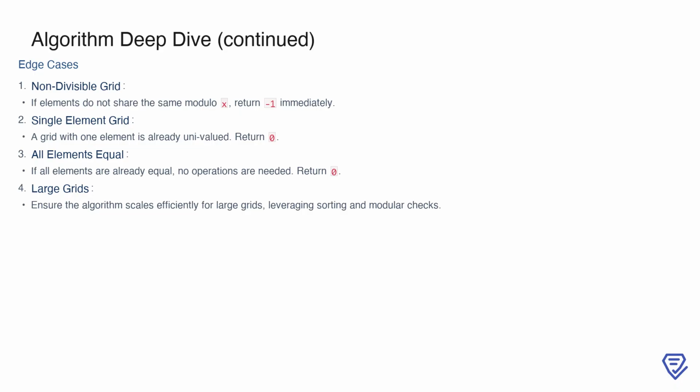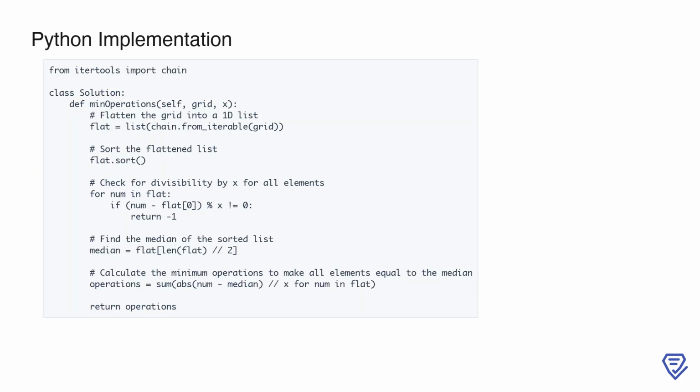By addressing these edge cases, we ensure that the algorithm handles all possible scenarios effectively and performs reliably under various constraints. The provided solution addresses LeetCode problem number 2033 by minimizing the operations required to transform a grid into a uni-value grid, where each element can be incremented or decremented by a fixed value x in each operation. Let's break down the implementation step by step.